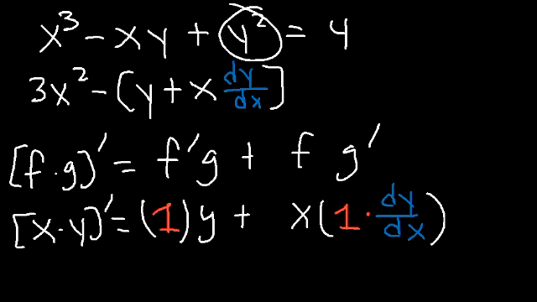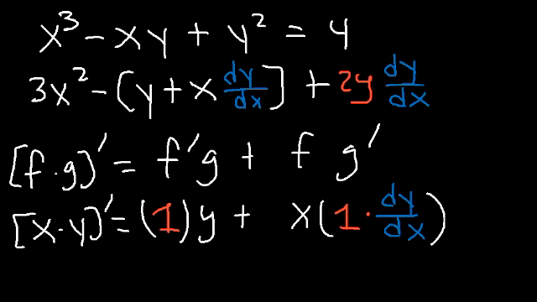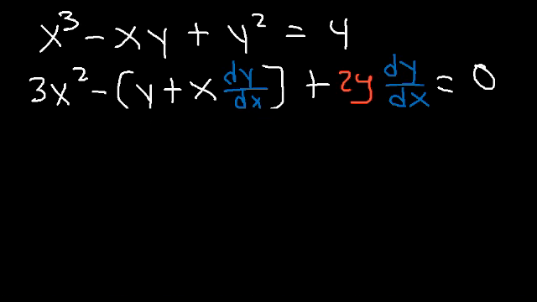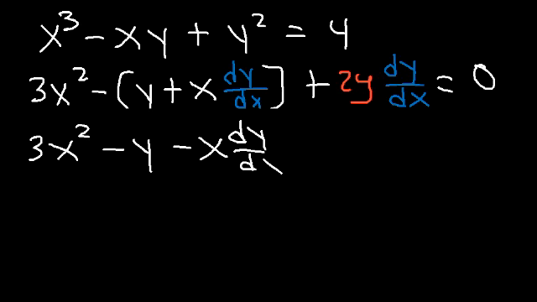Now we need to differentiate y squared. The derivative of y squared is 2y times dy dx. And the derivative of the constant 4 is simply 0. Now we need to isolate dy dx. But first, let's distribute the negative sign. So we have 3x squared minus y minus x dy dx plus 2y dy dx equals 0.